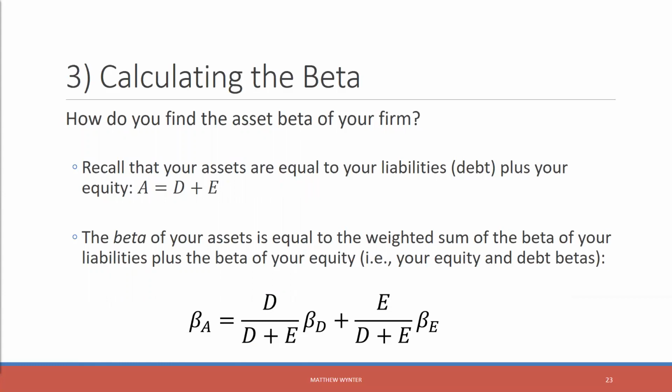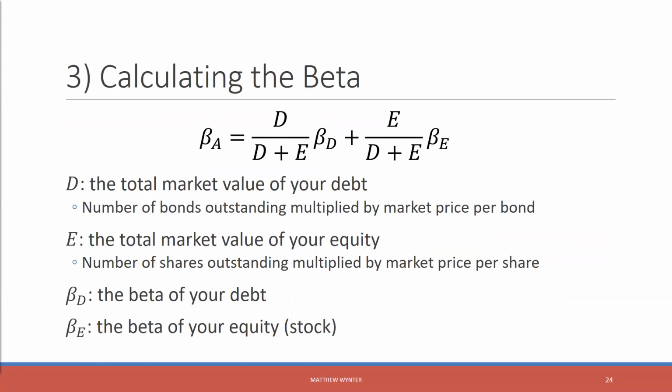We're going to take the market value of your debt divided by the market value of your debt and equity and multiply that by the beta of your debt, and then do the same thing for your beta of your equity. The market value of your equity divided by the market value of your debt and equity multiplied by the beta of your equity. Market values.